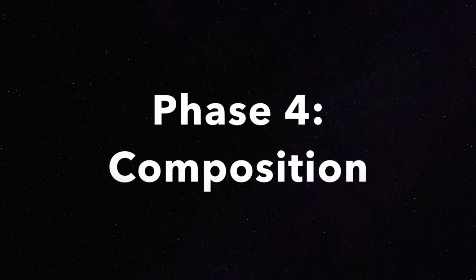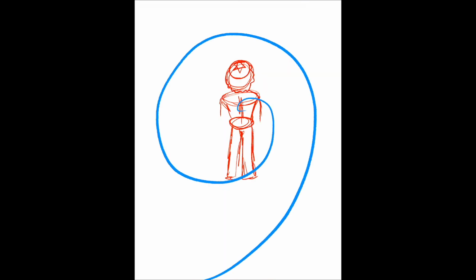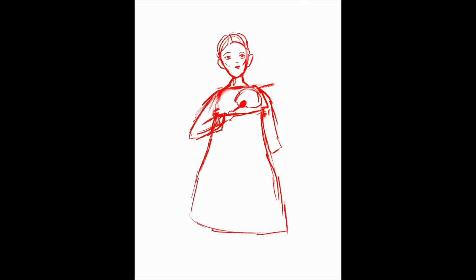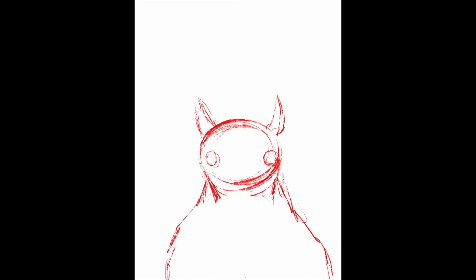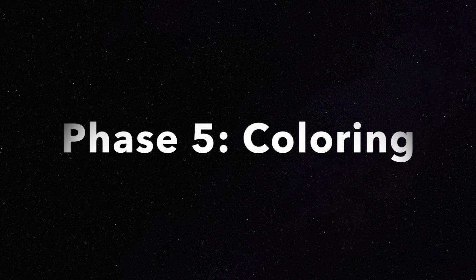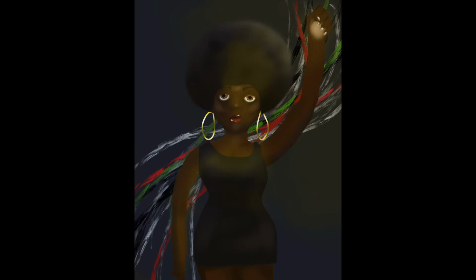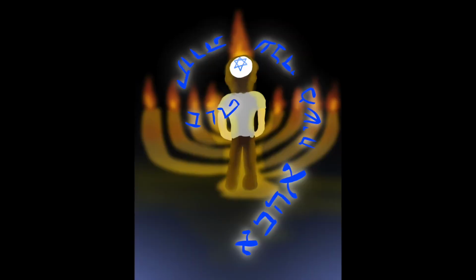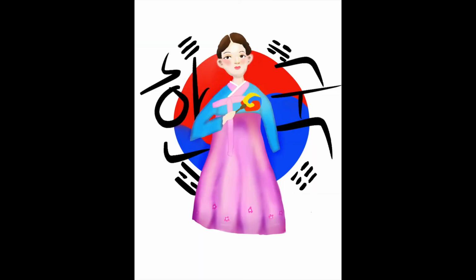Phase 4. Composition. This part of the project was me finding a basic framework to do the rest of the project on. I was pretty proud of how these came out, and I wanted to incorporate as many elements from my research as I could into the final piece. Phase 5. Coloring. This phase has all of my completed drawings for the Black, Jewish, Navajo, and Korean cultures. Feel free to pause if you want to take a closer look.